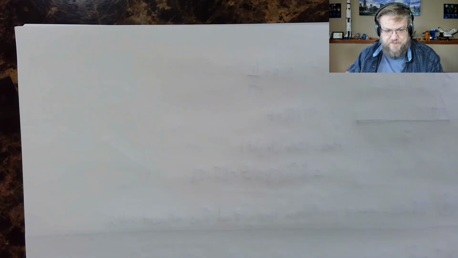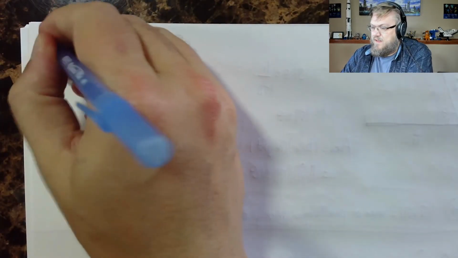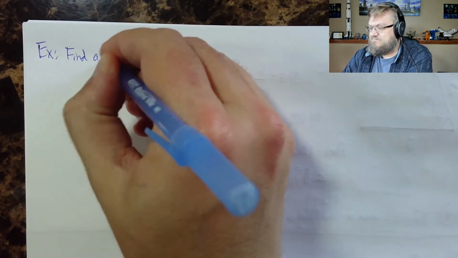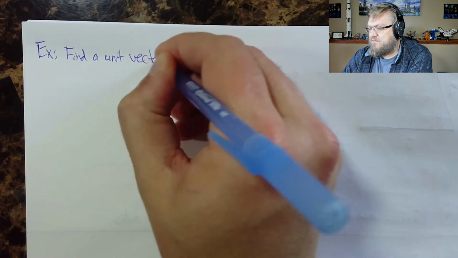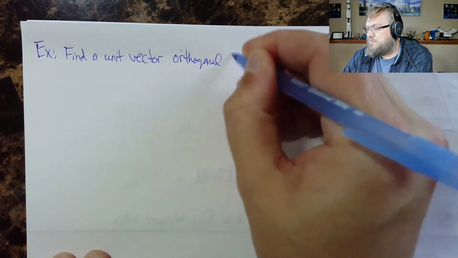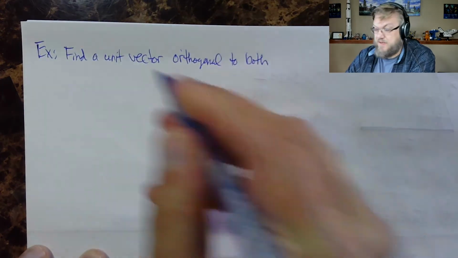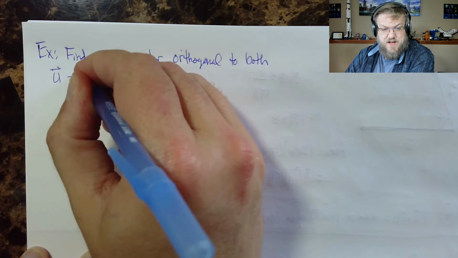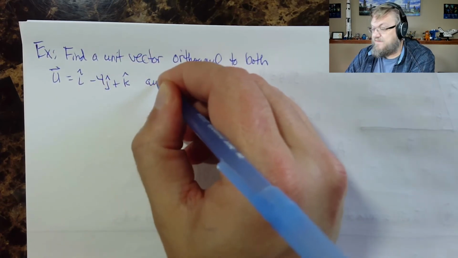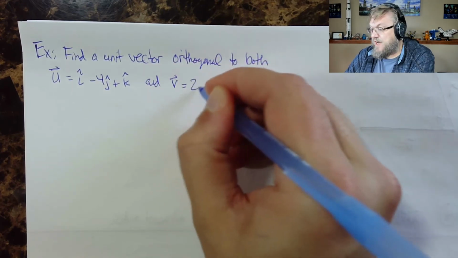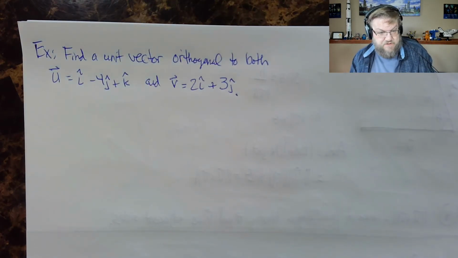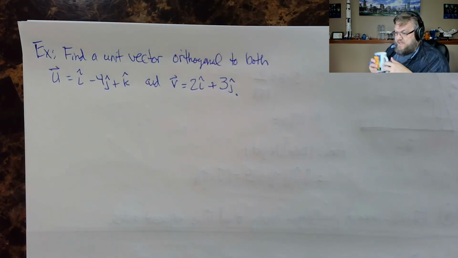So first things first, we are being requested to find a unit vector. Find a unit vector that's orthogonal to both u, which equals i minus 4j plus k, and v, which is equal to 2i plus 3j. Okay? So we're tasked with finding a unit vector that is orthogonal to both of these vectors.